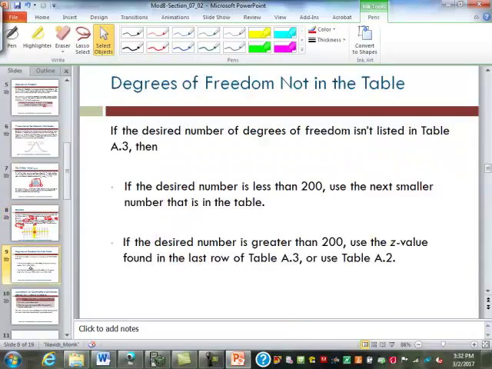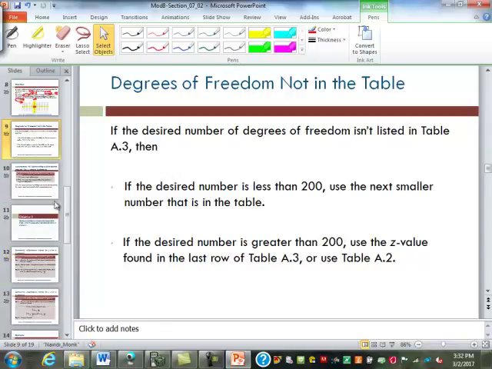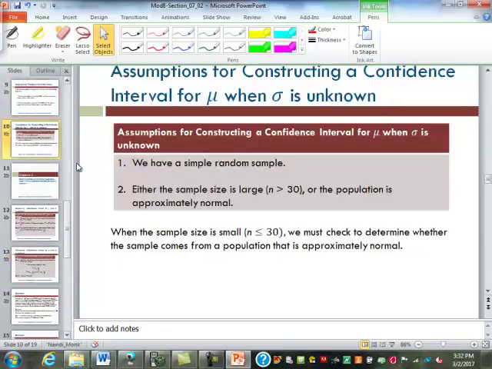So anyway, I don't use that table hardly at all because the table only has certain values on it, and as you get up to larger sample sizes, you're finding your degrees of freedom most likely won't be on the table anyway. So I always use the calculator for that.